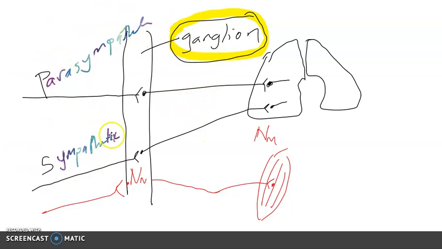But then if you are going to activate the ganglion, so you are going to cause both parts to activate, you'll see the effects of both, which are going to cancel each other, so making it quite useless.